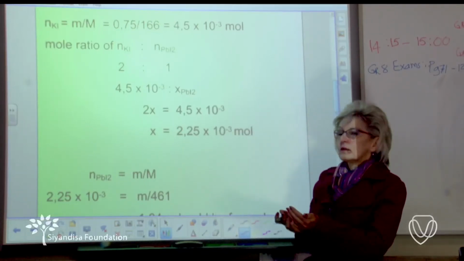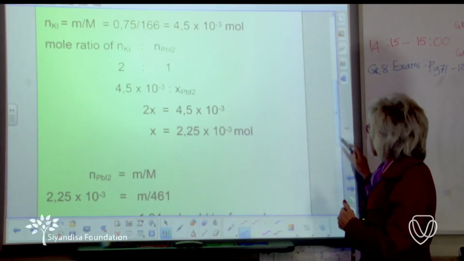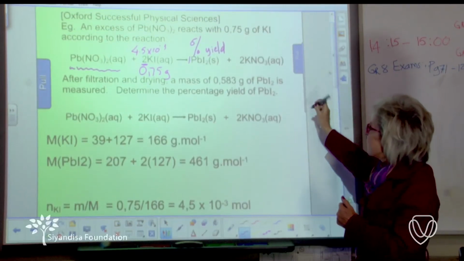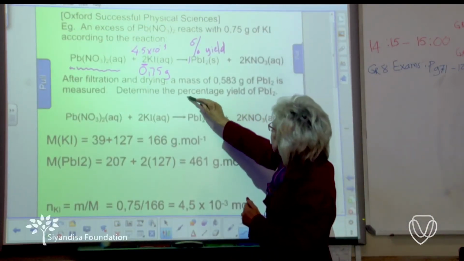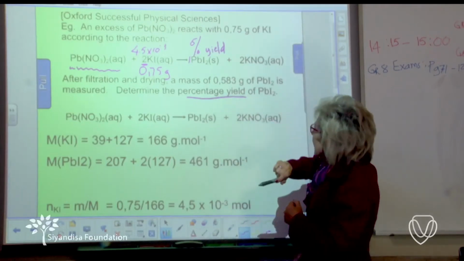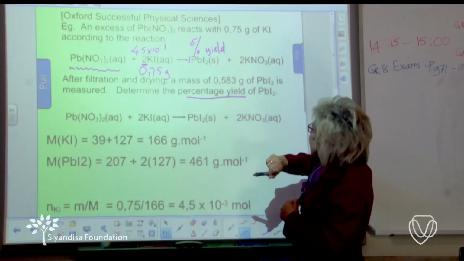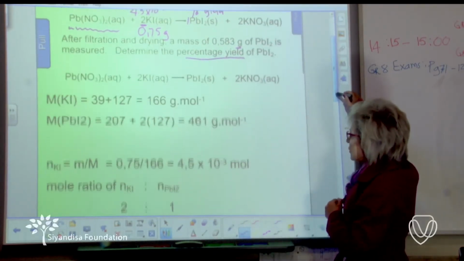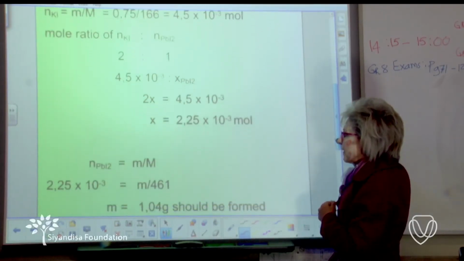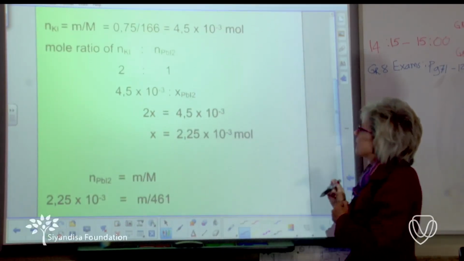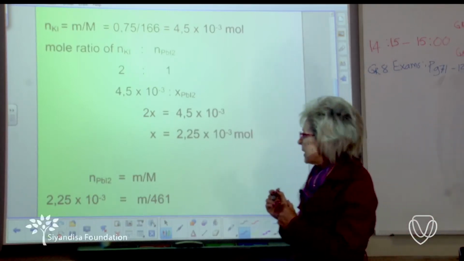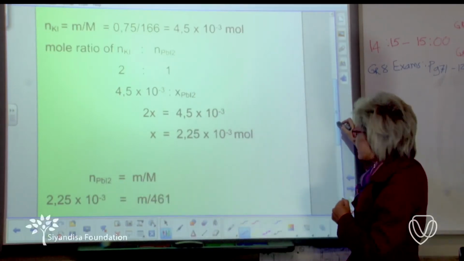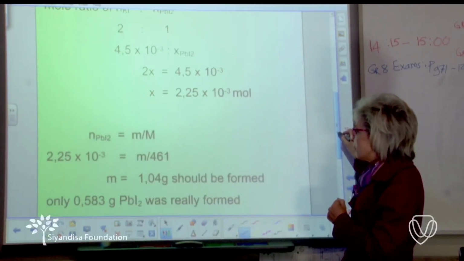So what do I do when I've got mole? I now go back to the question, and I have to see what the question asked about the lead iodide. They asked the percentage yield of lead iodide, and we are working in gram. So I now need to convert the 2.25 times 10 to the power negative 3 mole again back to mass. So we use this same formula, looking for mass this time, and the mass is 1.04 gram.